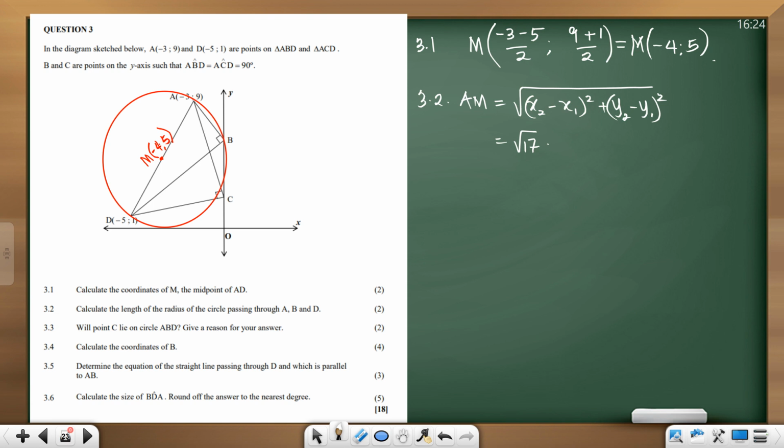Will point C lie on the circle? Give a reason. Guys, you cannot use my construction to judge. How do you know if a point lies in the circle? When I did analytical geometry, I did this.